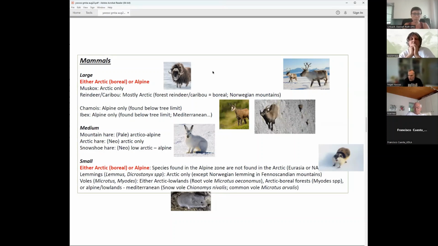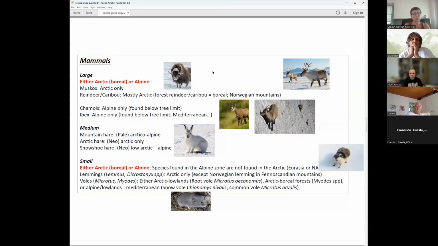Same thing, the muskox is a strictly Arctic species. The large mammals that you have in the Alps or in the Rockies don't go into the Arctic. So for example, the chamois or ibex in the European Alps is a species that you don't get in the north. Medium-sized mammals like the hare, then you have again this kind of combination. Some species are arctico-alpine, like the mountain hare, but some species are Arctic only, like the Arctic hare in North America.